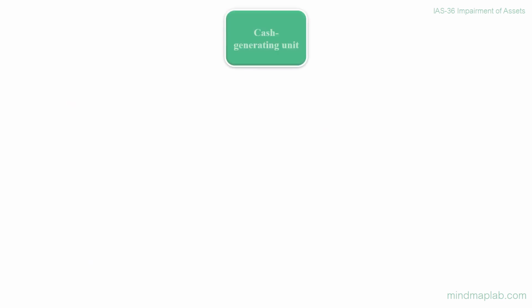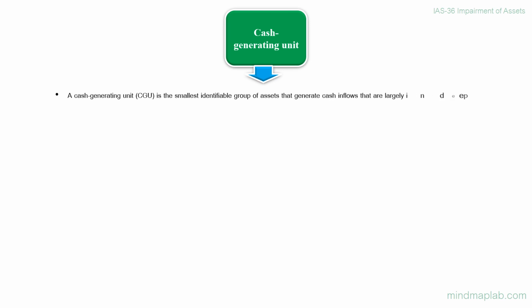Cash generating unit. A cash generating unit, CGU, is the smallest identifiable group of assets that generate cash inflows that are largely independent of the cash inflows from other assets or groups of assets.